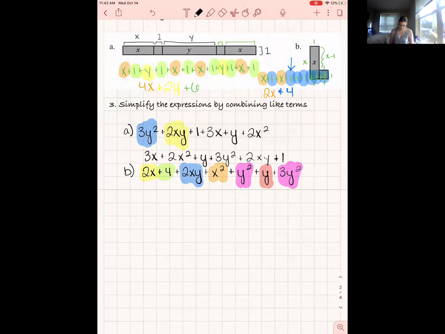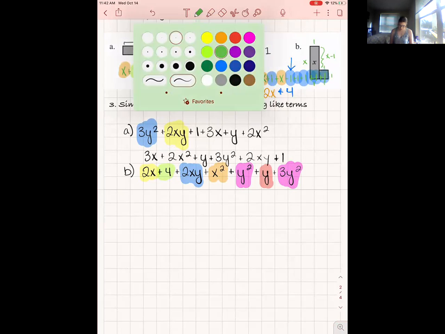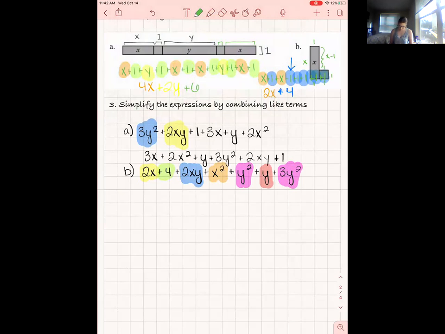So now I want to try to rewrite these in the correct order. So that's going to start with 2x. Then I move to the x squareds. Then I move to the y's. These two get combined, so y squared and 3y squared become 4y squared. And then I had my 2xy. And lastly, the unit plus 4.